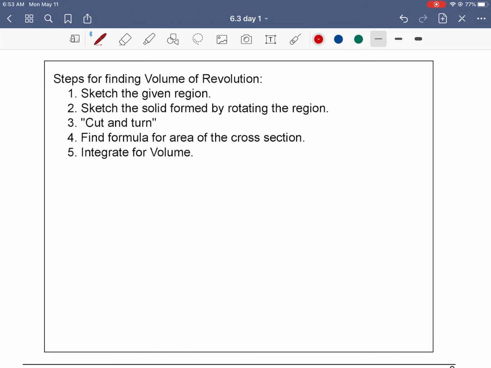So here's your steps. You're going to sketch it. When I say sketch it, I always mean that two-dimensional graph. So if the problem is giving you a parabola, a line, whatever the case is, go to Desmos, do it by hand, or use your graphing calculator, and get a sketch of that.